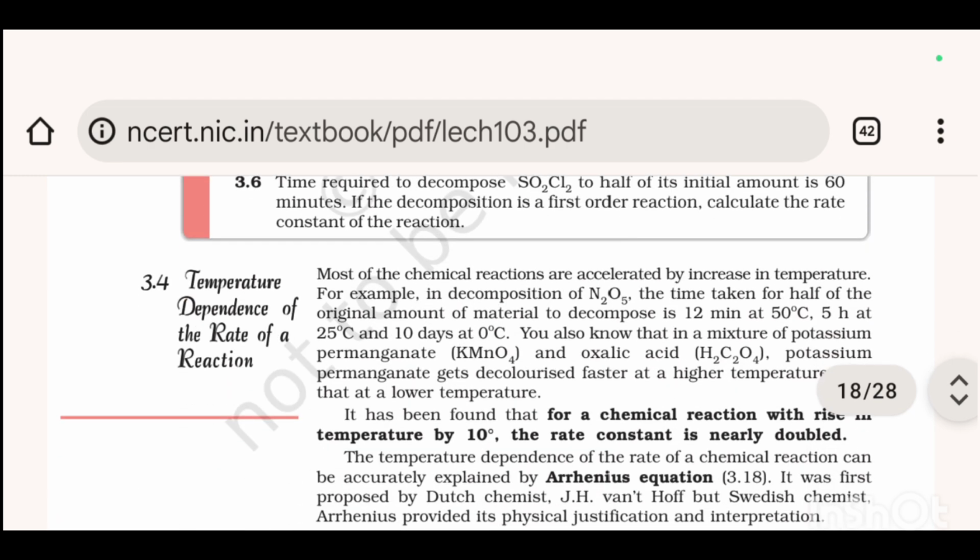Now we shall discuss the temperature dependence of the rate of reaction. Most chemical reactions are accelerated by an increase in temperature. For example, in the decomposition of N2O5, the time taken for half of the original amount of material to decompose is 12 minutes at 50 degrees Celsius, 5 hours at 25 degrees Celsius, and 10 days at 0 degrees Celsius. You may also know that in a mixture of potassium permanganate KMnO4 and oxalic acid H2C2O4, potassium permanganate gets decolorized faster at a higher temperature than at a lower temperature.